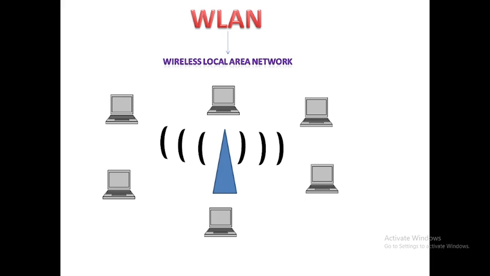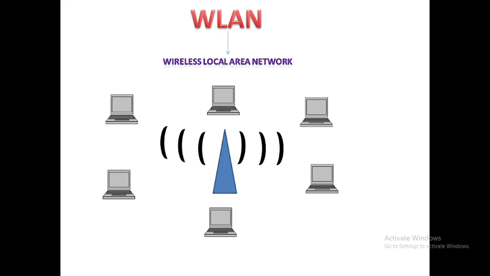That is called the wireless local area network. Here in the figure we can see different types of computers which are connected with each other through wireless media at one place. That is called the wireless local area network.